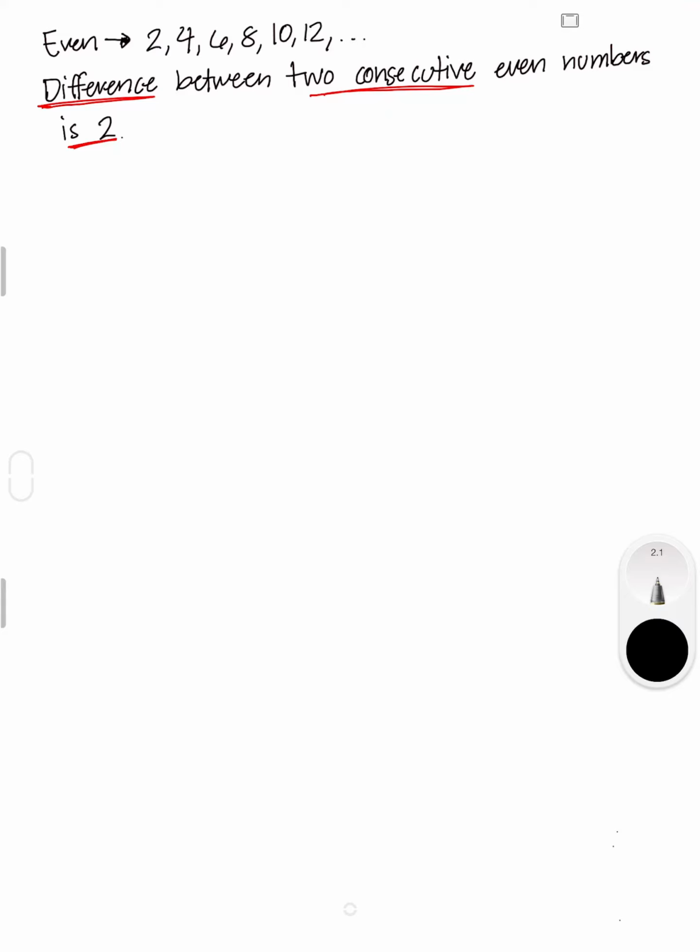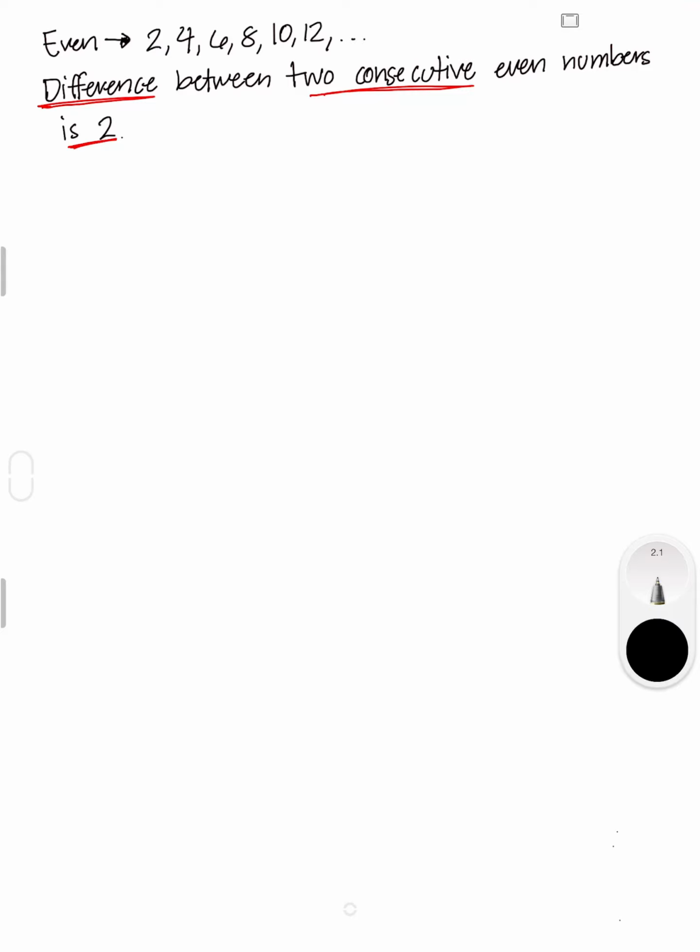Okay, so this is exercise 4 from lesson 2.4, and it says that the sum of two consecutive even integers is 16 less than 3 times the larger number. Find the integers. So first of all, they're specifying that these are integers.